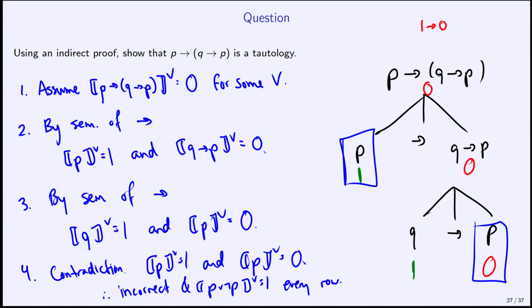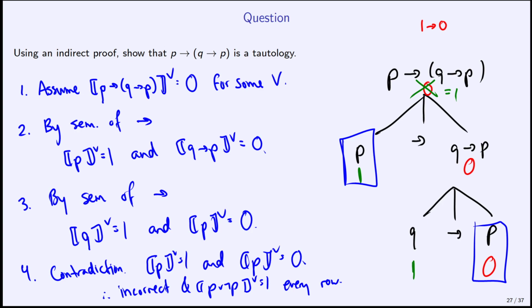Basically, because we found our contradiction here, P is 1 and P is 0 at the same time, we know our initial assumption cannot be true. This has to be true. This has to be 1. Basically, we forced P arrow Q arrow P to be false. We found that if we force it to be false, we run into a contradiction. Therefore, it cannot be false in any situation. It has to be true in every situation. Therefore, it's a tautology.